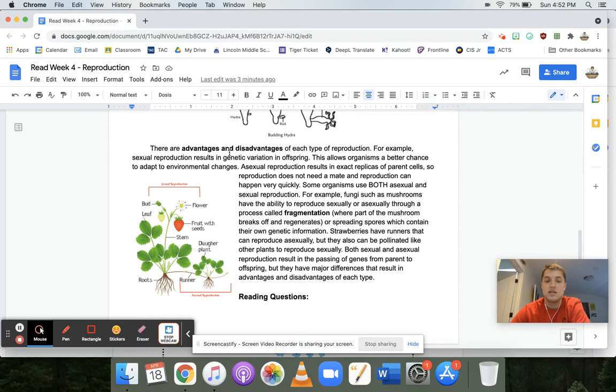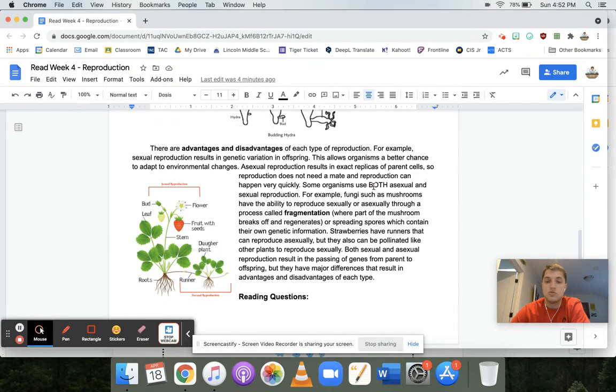There are advantages and disadvantages of each type of reproduction. For example, sexual reproduction results in genetic variation of offspring. This allows organisms a better chance to adapt to environmental changes. Asexual reproduction results in the exact same replicas as the parent cells, so reproduction does not need a mate, and reproduction can happen very quickly.